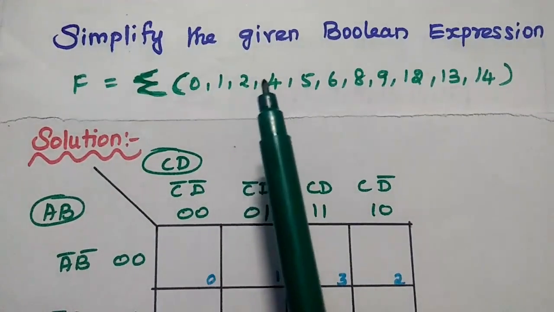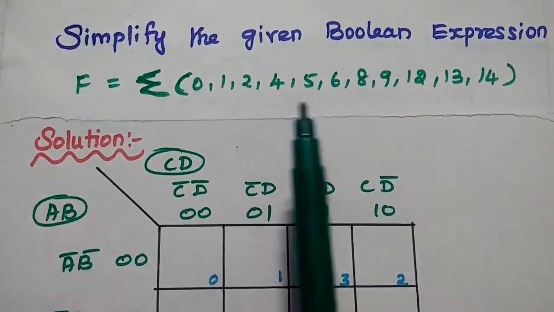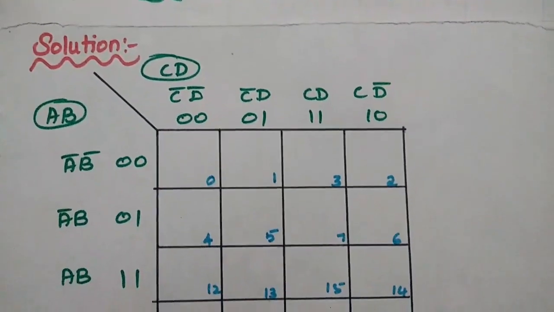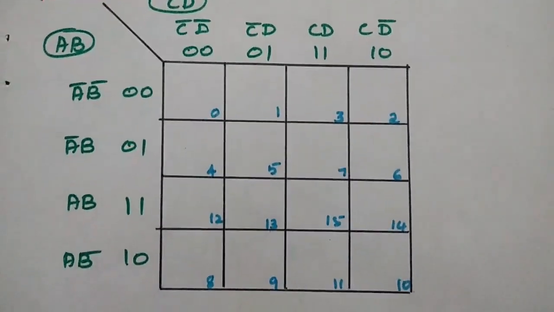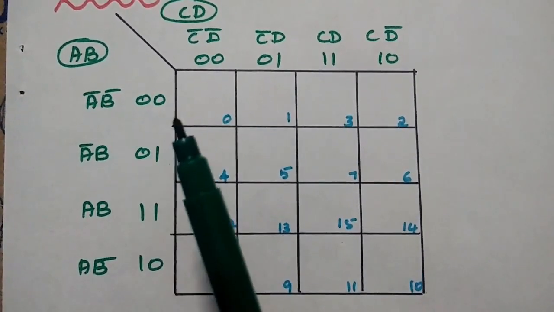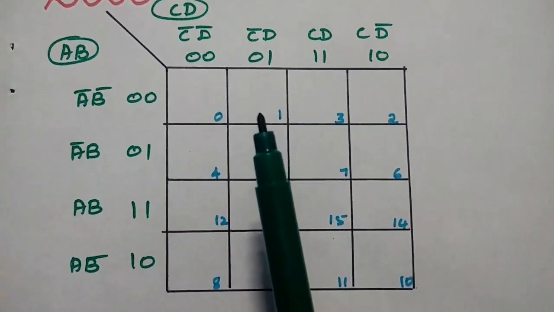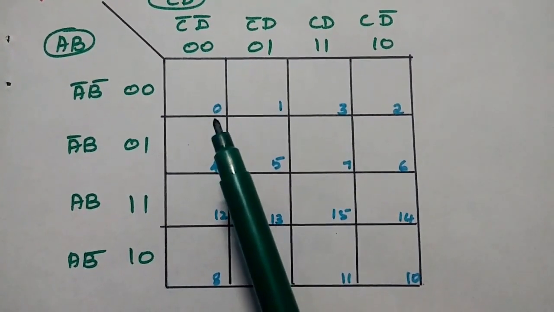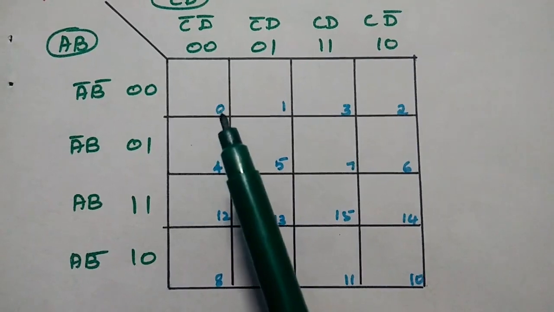Here the 0, 1, 2, 4, all these values represent the min terms. So for this we need to plot the K map like this. We have to consider 4 variables, A, B, C and D. The place values of each min term, you should all remember.